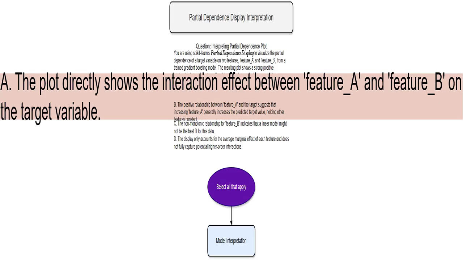This statement is incorrect. Partial dependence plots don't show the direct interaction between features. They focus on the average effect of each feature individually, ignoring interactions. It's like looking at each player's individual performance separately, rather than their teamwork.